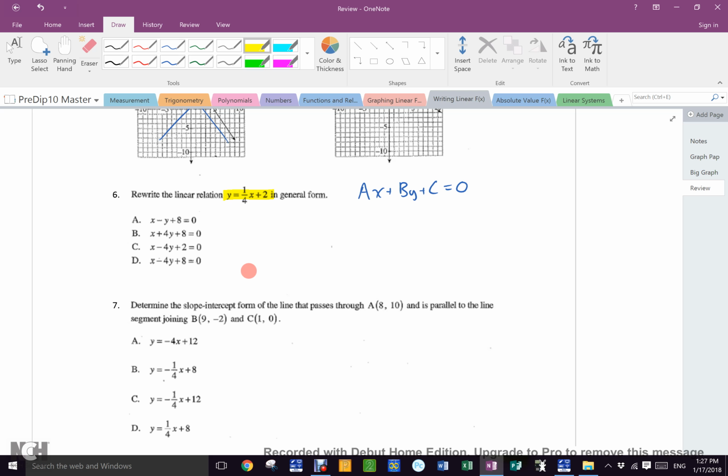All of the letters are on one side. Okay, so with the yellow one, I have to get everything on one side. Would you rather move the x and the 2 or just the y? Just the one. Right, so you only want to move one thing. So first step was 1/4 x. When I move that over, what happens to it? It goes negative. Negative y plus 2. Okay, now what's different in what's written in black to what's written in blue?